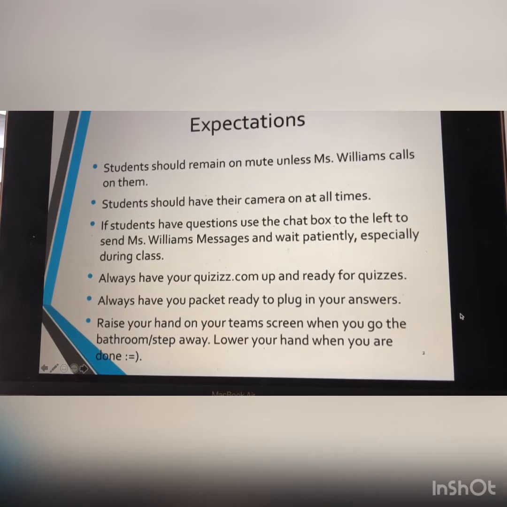Also, always have your quizzes account up and ready for quizzes. Super important. We don't want you to be left out. Always have your packet ready to plug in your answers and raise your hand on your Teams screen when you go to the restroom or step away, and lower your hand when you are done and you have returned.